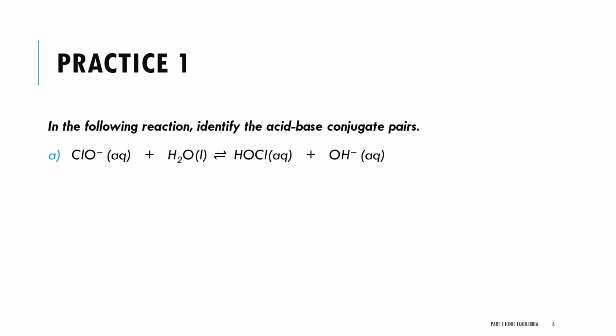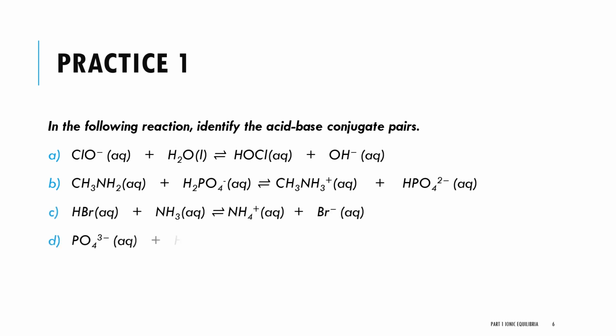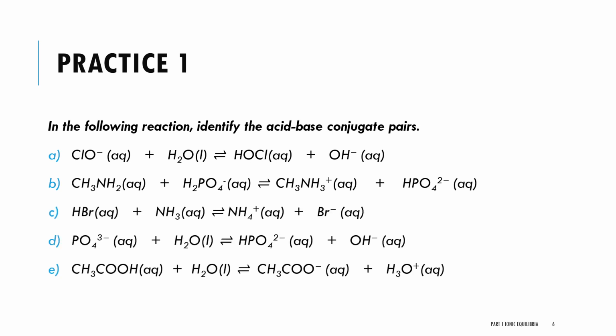Okay, let's do this together. In the following reaction, identify the acid-base conjugate pairs. Okay, so what you can do adalah kita tengok soalan B. Okay, so first of all, nak tahu acid, base and their conjugate acid or base, kita kena buat pairing. So tengok benda yang sama. So here I have nitrogen, kanan ini pun ada nitrogen. So this is my first pair. Okay, yang kedua ini ada phosphorus, ini pun ada phosphorus, my second pair.